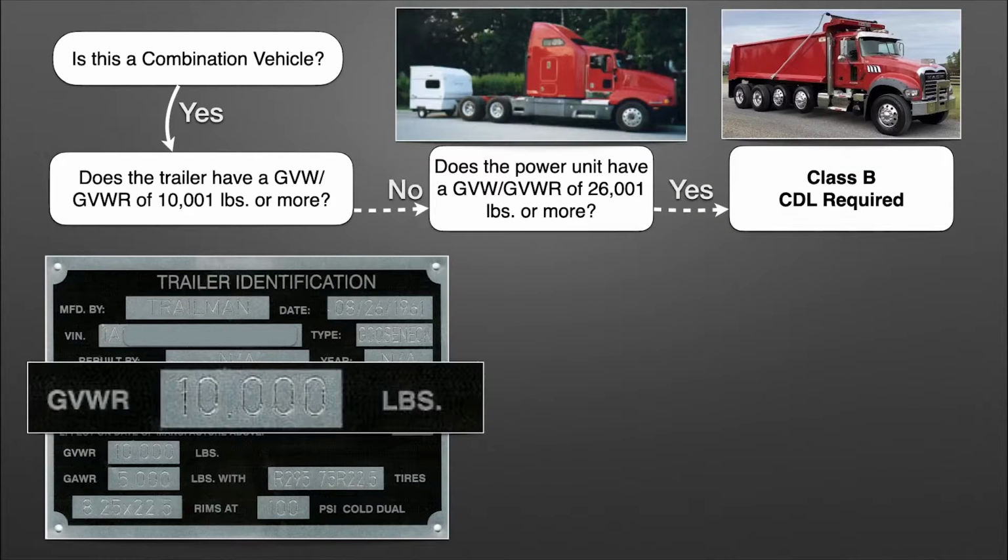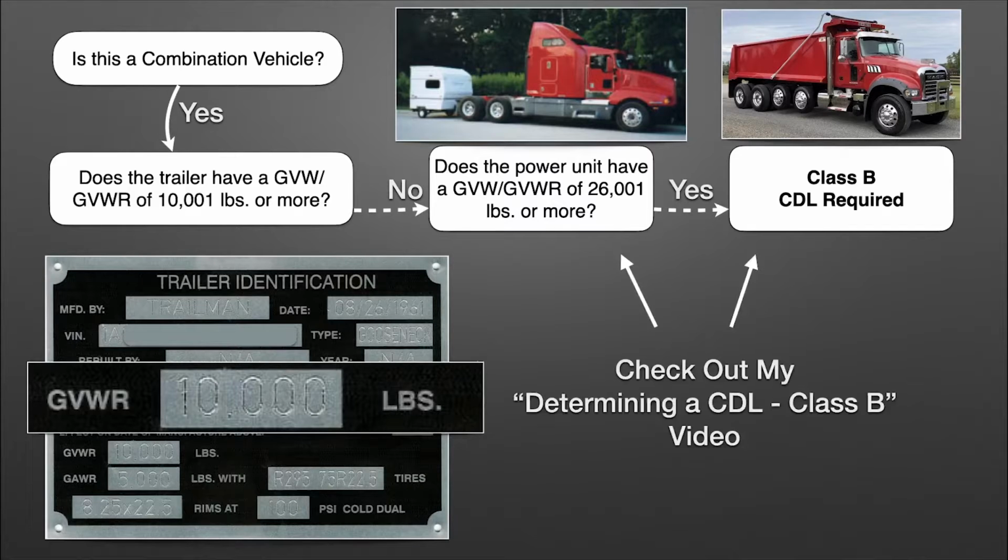So that takes us to these other examples. And we answered no. It says, does the power unit have a gross vehicle weight or gross vehicle weight rating of 26,001? At that point, it's all about the main unit. If you answer yes, if that single unit is over 26,000, that's going to be a Class B CDL. Again, I'll come back to that determination in my next video.